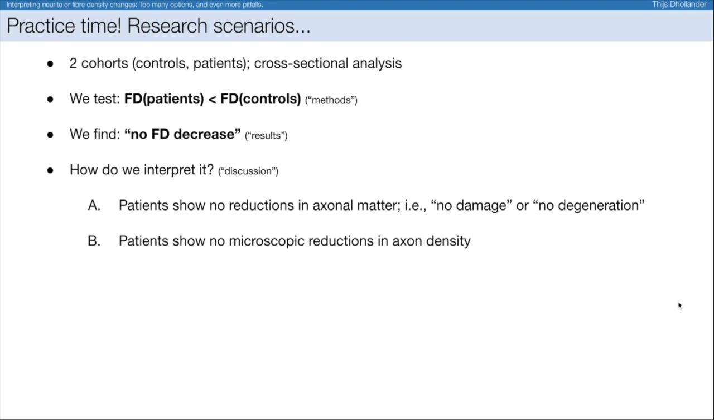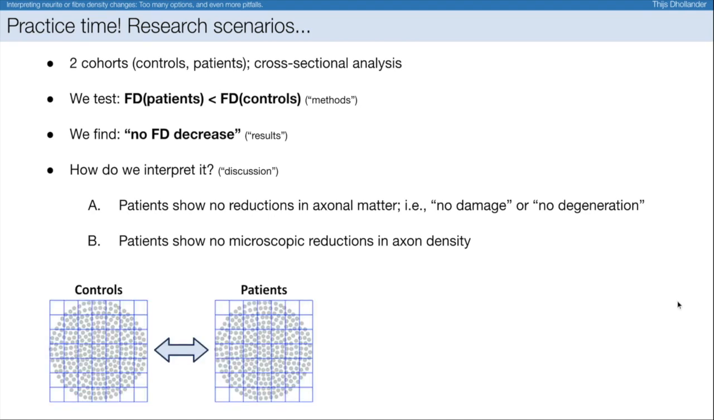All right. Well, so how do we tackle this? Well, let's just imagine a few situations. So could this be a situation that is compatible with the results? Well, let's look at it. No fiber density decrease. So we see here that the controls and the patients would actually look very similar. So the density indeed is not decreased in the patients. So this here is compatible with those findings. And it's also compatible with what we would have written in A here. So no reductions in axonal matter. No damage, no degeneration, no nothing.